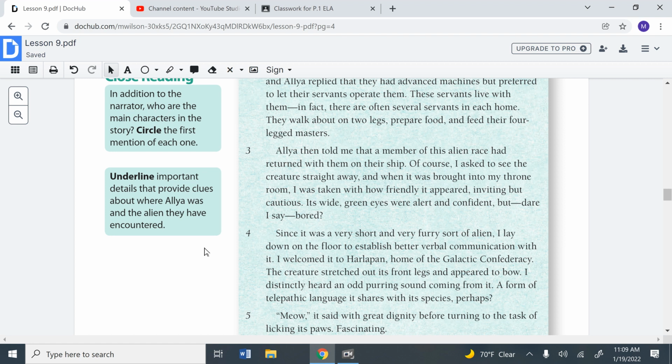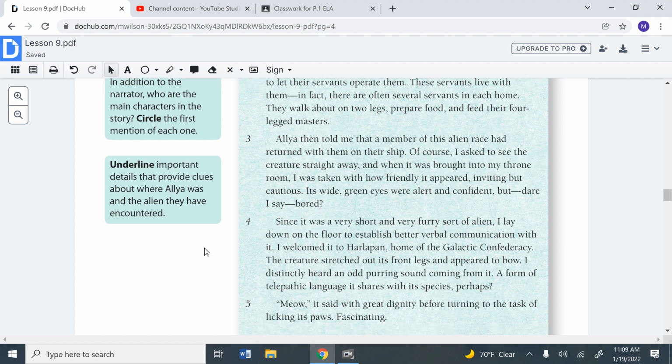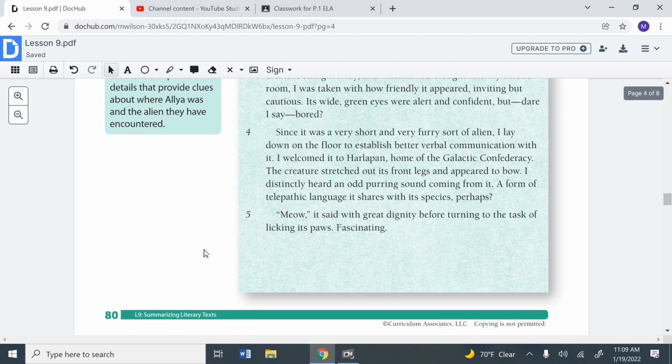I welcomed it to Harlepon, home of the Galactic Confederacy. The creature stretched out its front legs and appeared to bow. I distinctly heard an odd purring sound coming from it. A form of telepathic language it shares with its species, perhaps? Meow, it said, with great dignity before turning to the task of licking its paws.